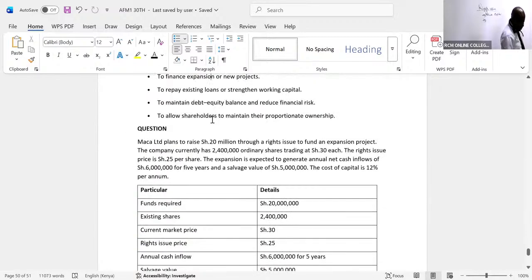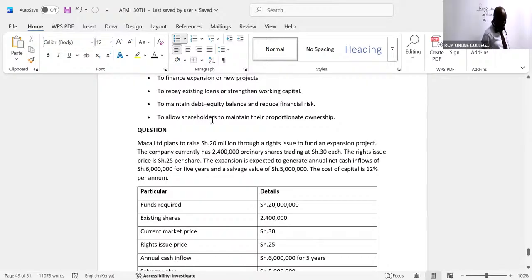If you go to page number 49, Marker Limited. You can just listen and I'll highlight everything. We want to raise how much? 20 million through a rights issue to fund an expansion project. The company currently has 2.4 million ordinary shares trading at shillings 30 each. The rights issue price is 25 per share. You can see the normal market price is 30, but the rights issue price is lower, 25.